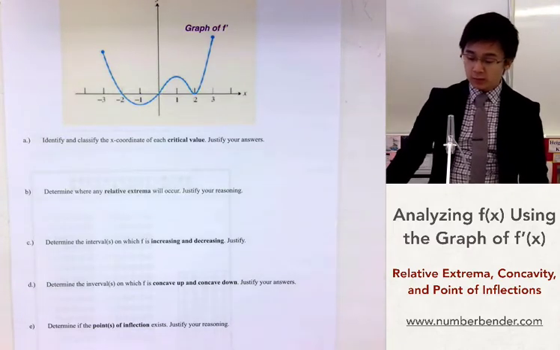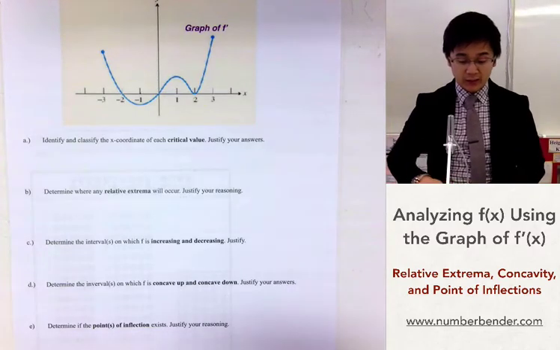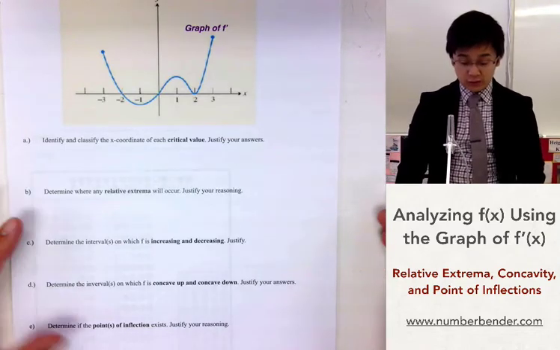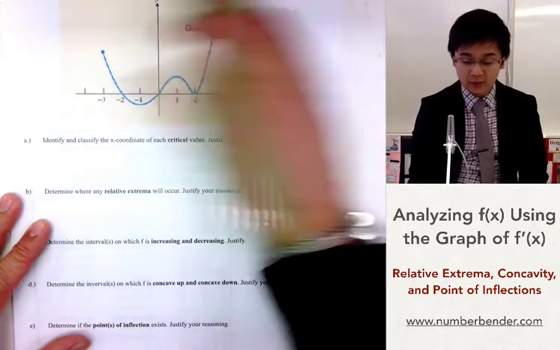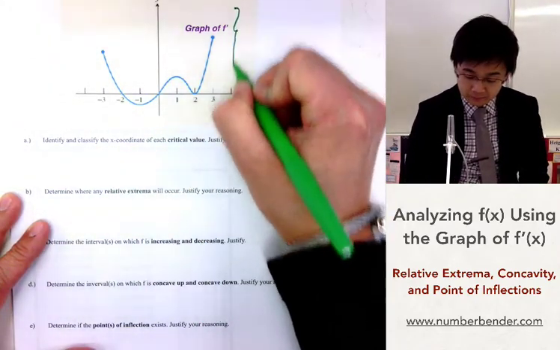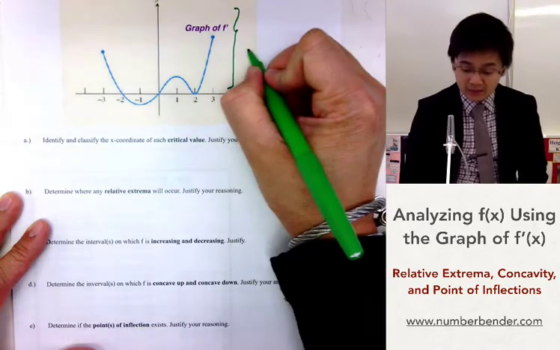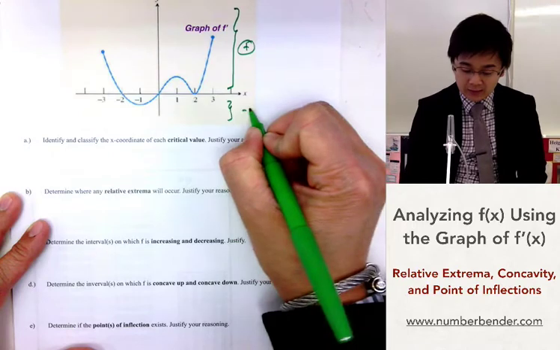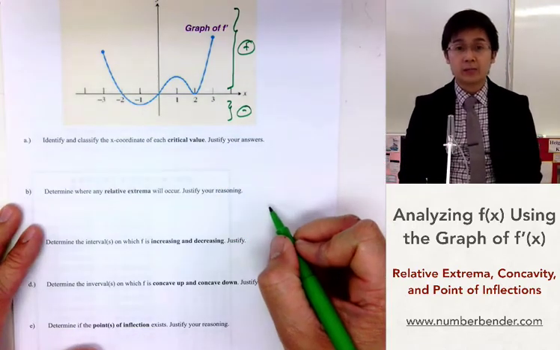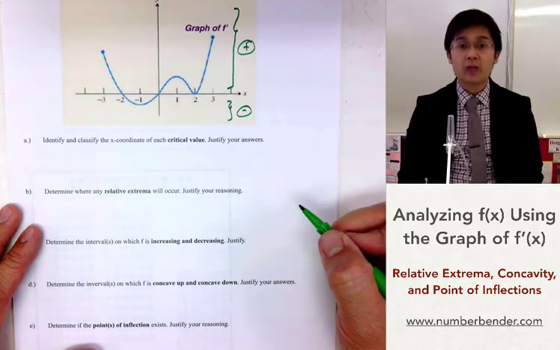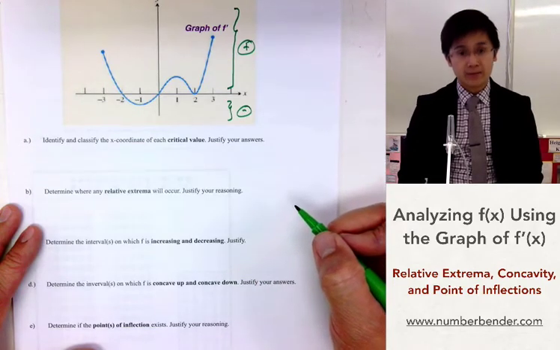So let's go ahead and answer problem letter A. In letter A, we need to identify and classify the x-coordinate of each critical value or critical number. Now, first thing that we can do, given the graph of f prime, is to label that everything above the x-axis is positive and everything below the x-axis is negative, and this will help us identify the behavior of the function as it increases and decreases and how the concavity works in our f prime graph.